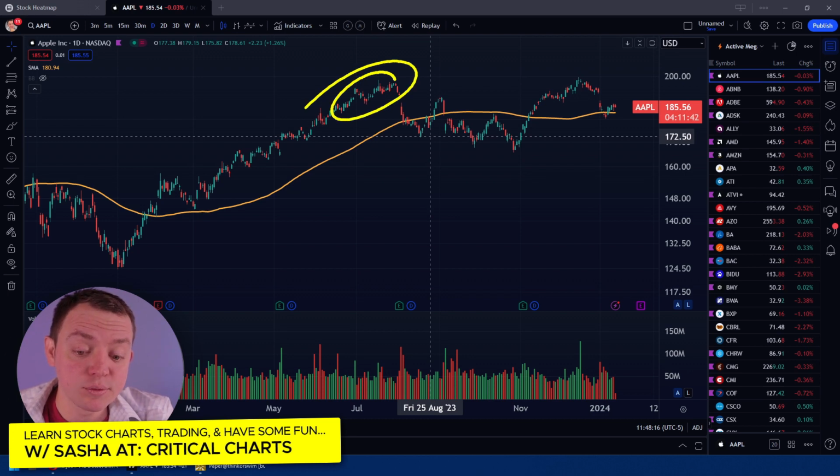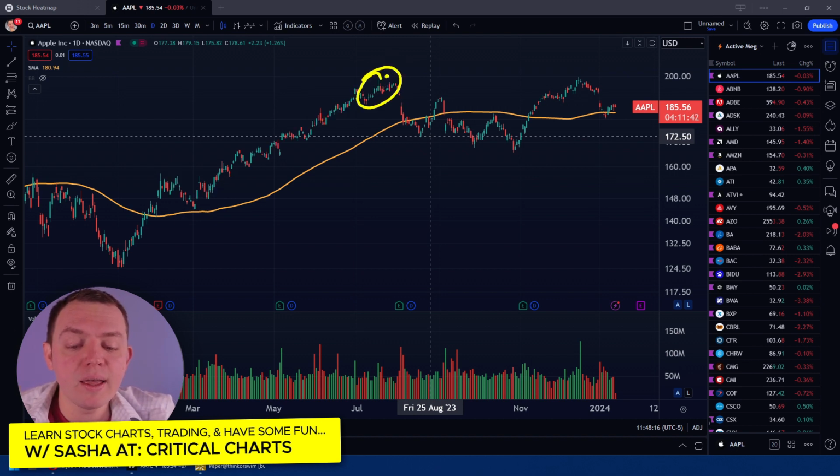So in this case, we got too far away from the average for maybe too long of a time period. That time period was also quite long and lengthy. And then that price reverted back. Okay.